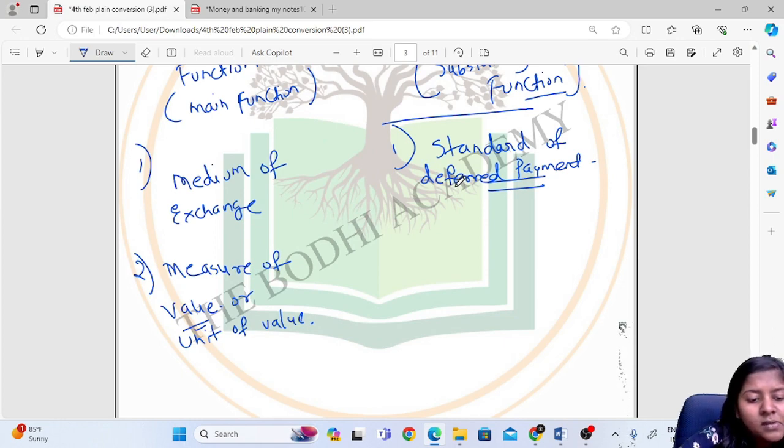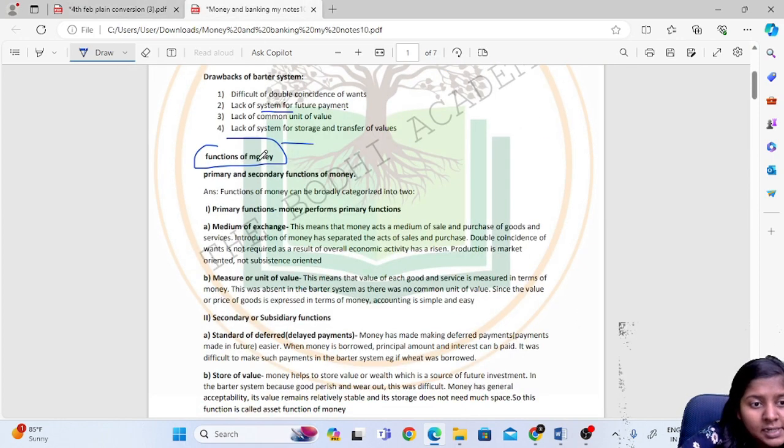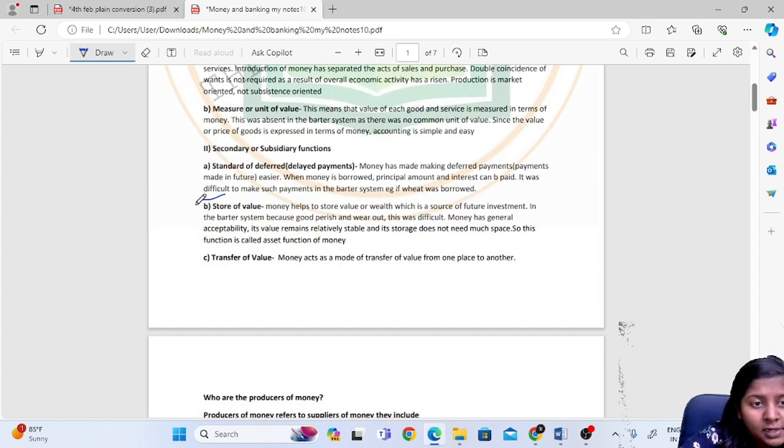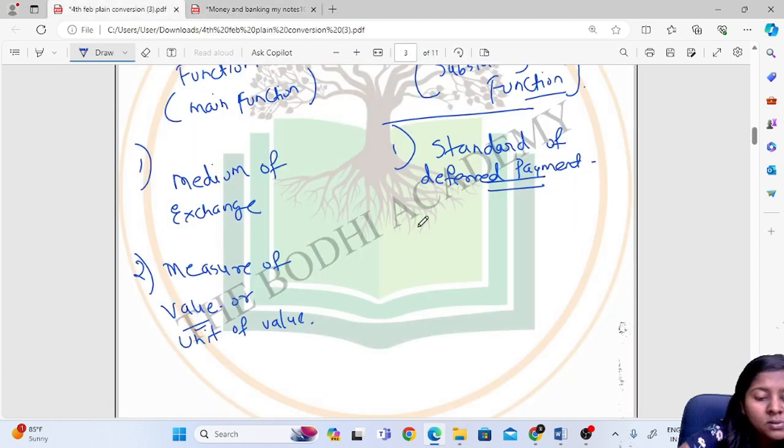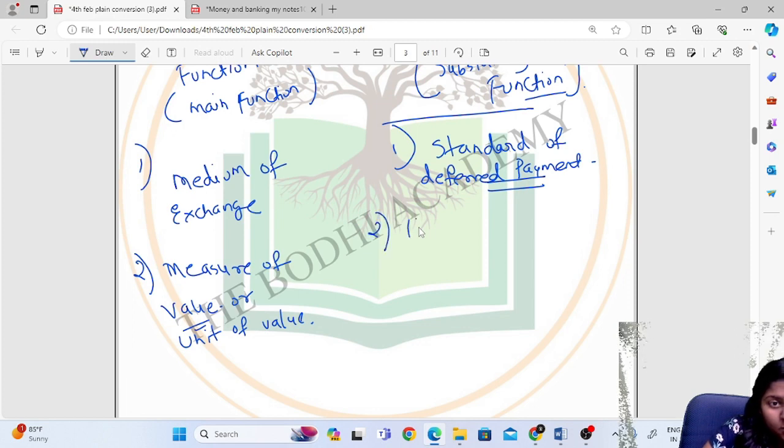Then the next point is store of value. So money helps to store value.